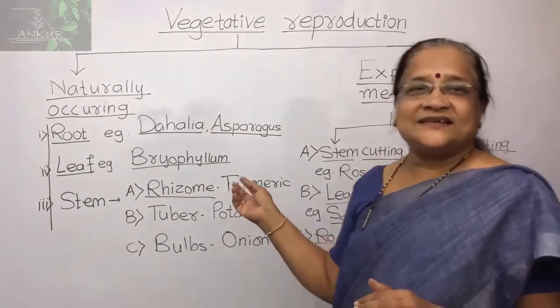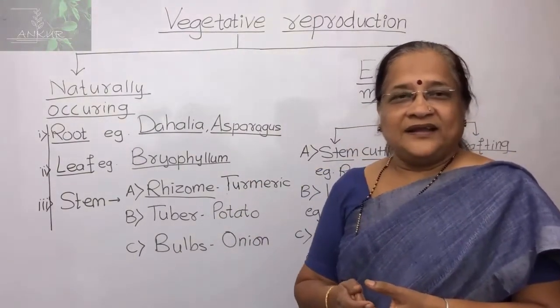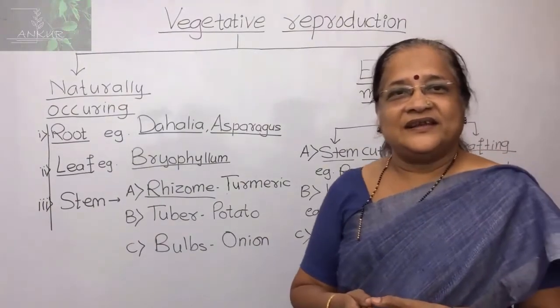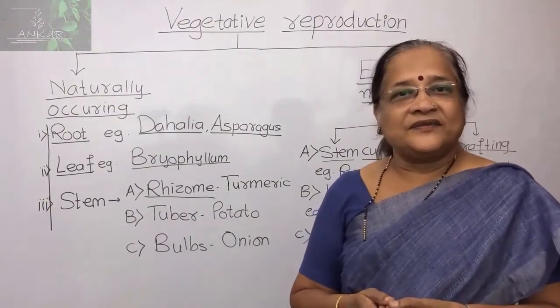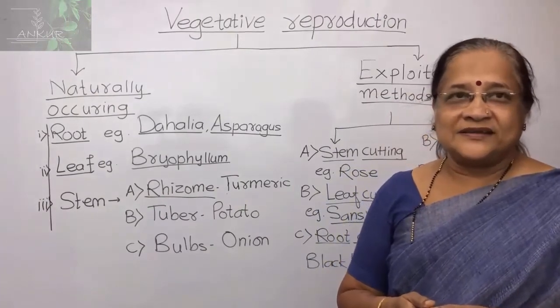The next one is the stem. The stem is the part in which you get various modifications, and these modified stems we can use for propagation.